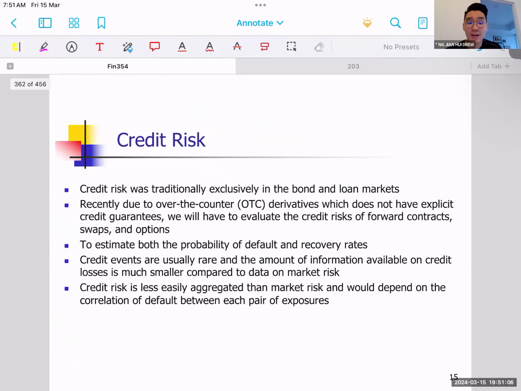A bit more comment on credit risk. Just a quick one. You can have a look at it again in your free time. Basically, credit risk, as we mentioned, is the risk of the counterparty not being able to pay up.